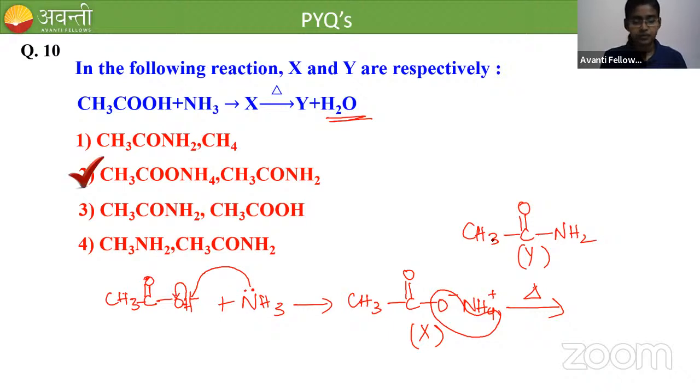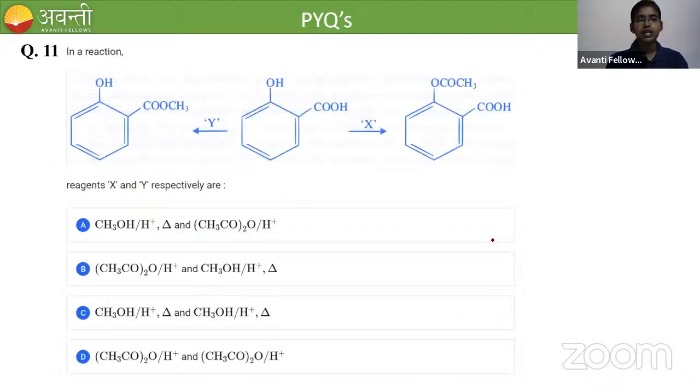Okay. All these reactions are very, very important. They are very easy, but they are important. Okay. And coming to question number 11. Again, you are asked to find out the reagents X and Y from the given reaction. Reactant and products are given to you, and you have to find out the reagents.